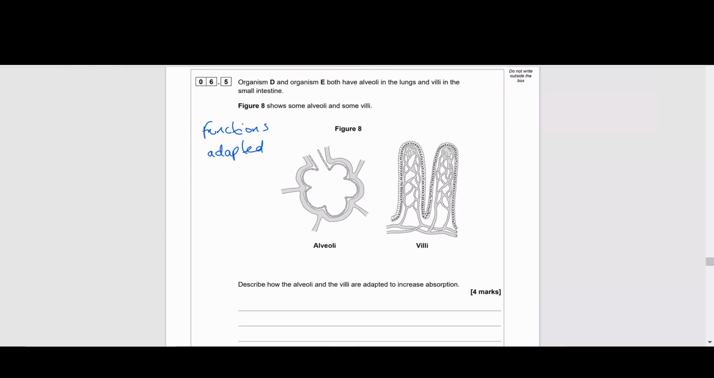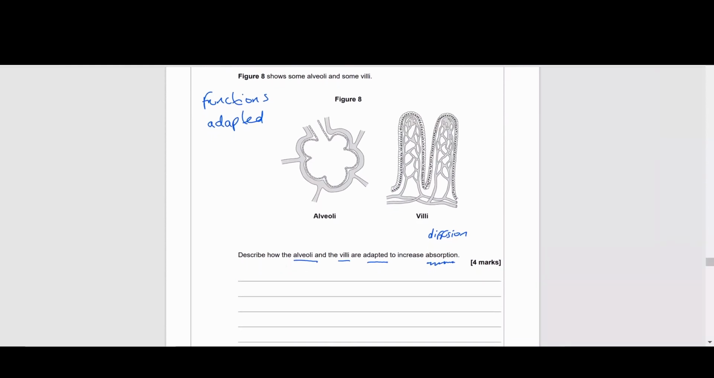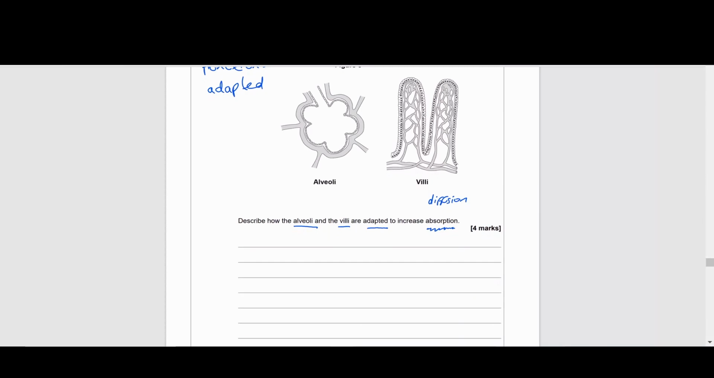Describe how the alveoli and the villi are adapted to increase absorption. So we need to talk about how both of these structures have changed in order to increase absorption. Absorption is a funny word, it's a bit vague, so we need to think about what processes these structures carry out. So we should be thinking diffusion again. So this is related to the exchange of substances across surfaces.